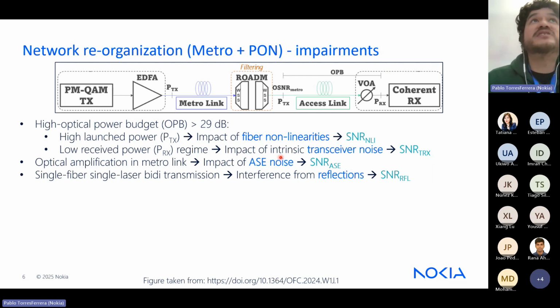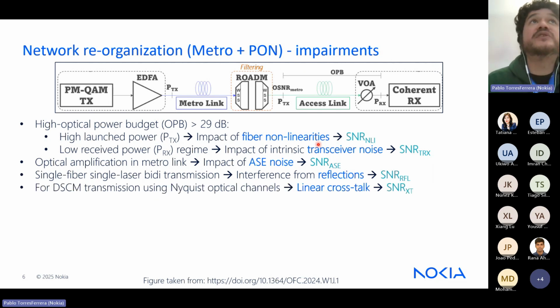Another feature that I mentioned before is that the access links operate in a single fiber infrastructure. And if we want to use a single laser bidirectional transmission, then we introduce a novel impairment, which is the interference from reflection. This was not typical in metro links, which normally use dual fibers, one for upstream, one for downstream. And it was also not common in access links operated with WDM, in which the upstream was at a different wavelength than the downstream. So this is another novel impairment that we have to take into account in these kinds of networks.